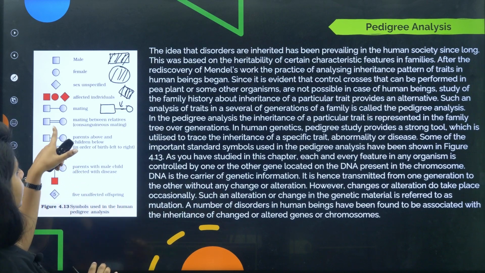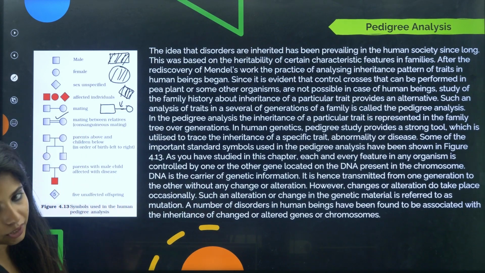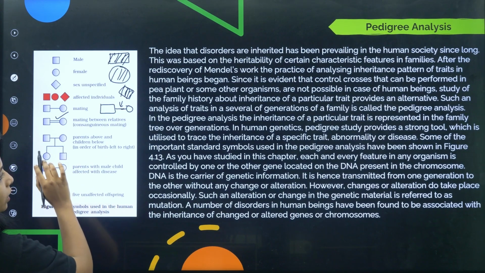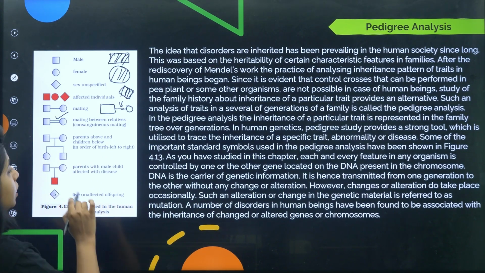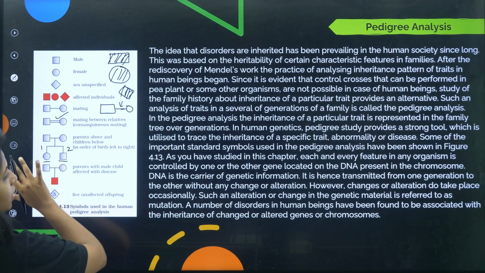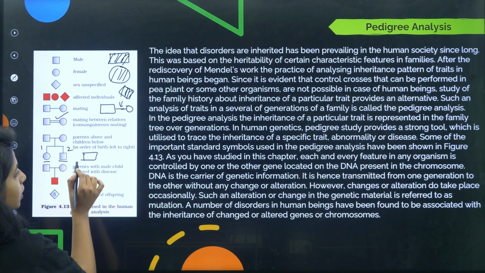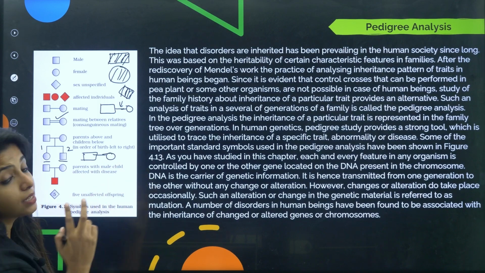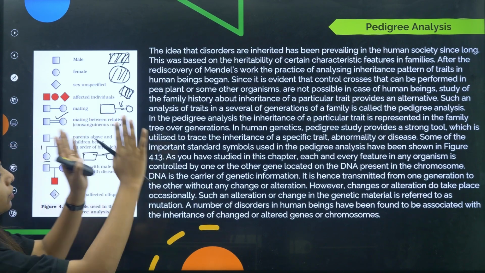Now over here, mating between relatives. Now this is when the parents are giving rise to the babies. So the girl child is over here. This is the first child, this is the second child. So whatever comes first, for example this, means the son is the first child. Then if this comes, that means the daughter is the second child. Please go from left to right.